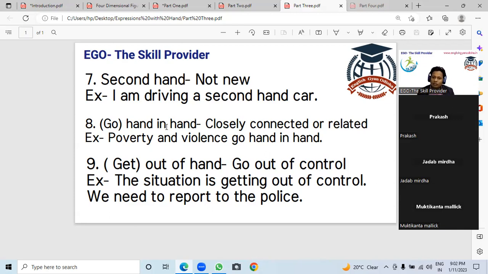Suppose there are 100 examples you can take like this. Okay. Get out of hand. Whenever I say get out of hand, that means go out of control. When something goes out of control, that is something called get out of hand.